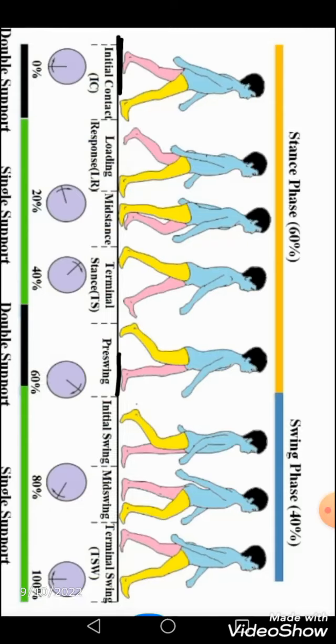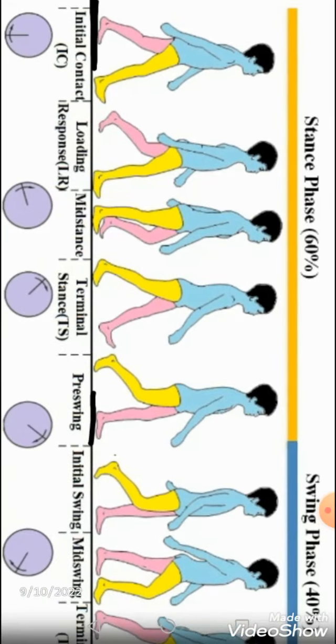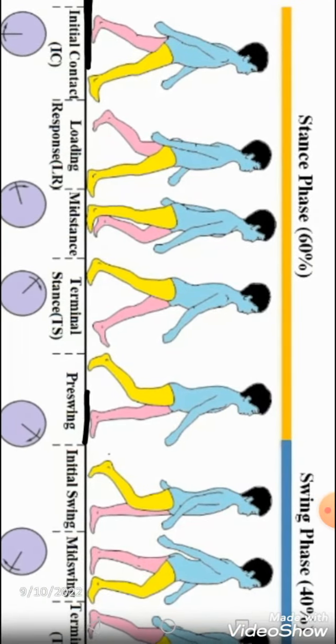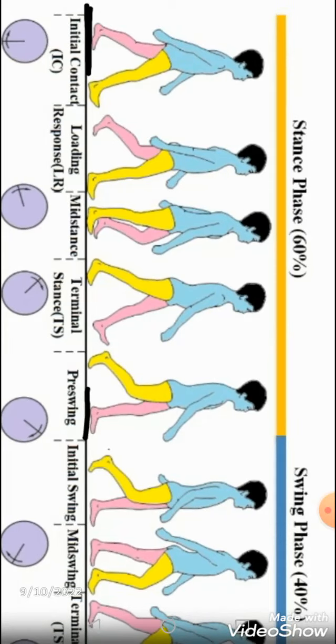But in case of running, what is happening? The double support time, which we have discussed earlier, is reduced, and the stance phase overall is also reduced, because no period of double support is there, right?